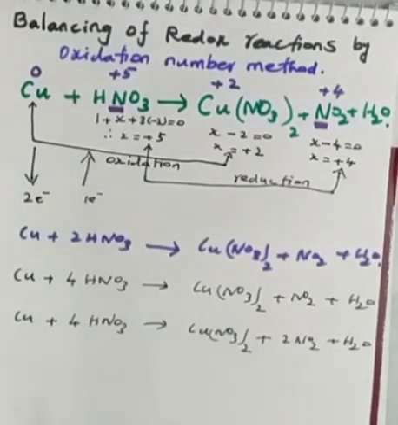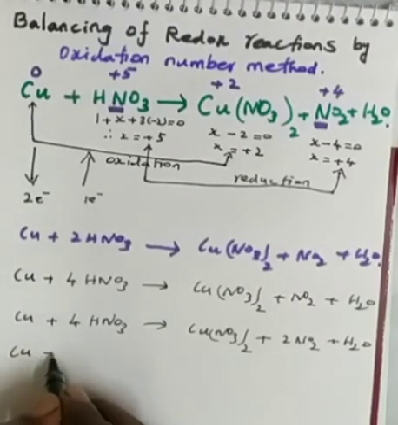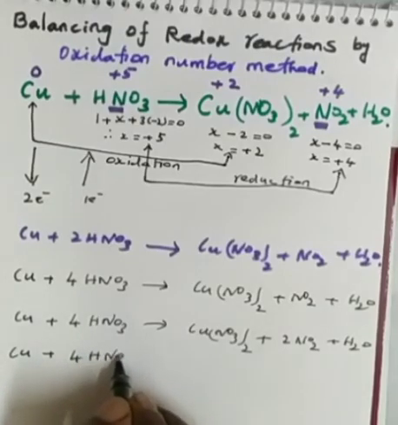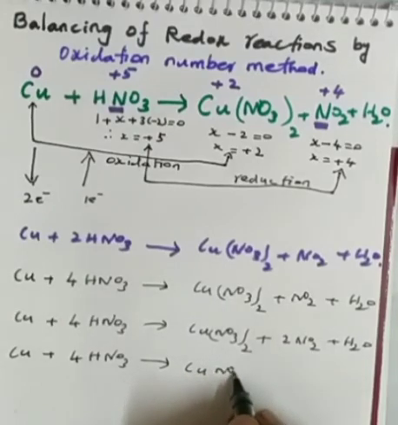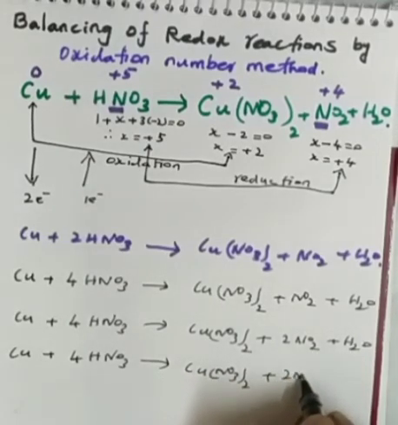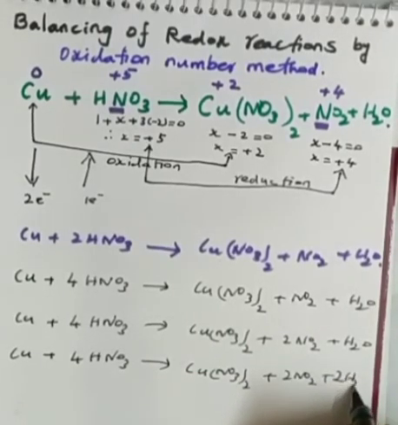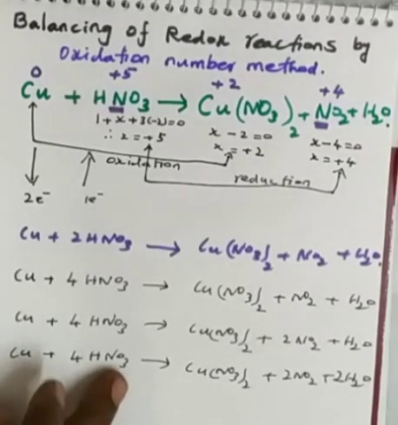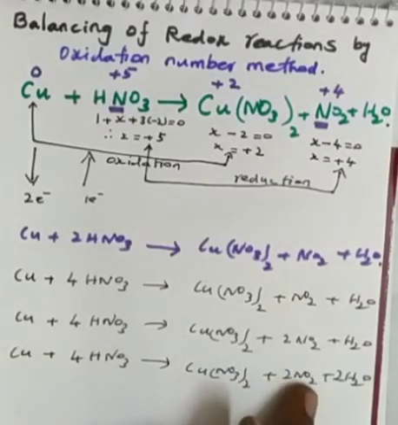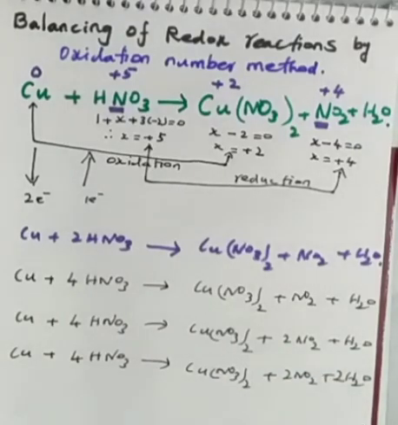So balancing hydrogen in the right hand side: Cu plus 4 HNO3, here 4 hydrogen is there. So Cu(NO3)2 plus 2 NO2. If I put 2, then hydrogen is also balanced: 2 into 2 is 4 hydrogen. Now 4 into 3 is 12, 2 into 3 is 6, 6 plus 4 is 10, 10 plus 2 is 12. So everything is balanced. This is how you have to balance the chemical redox reaction by the oxidation number method.